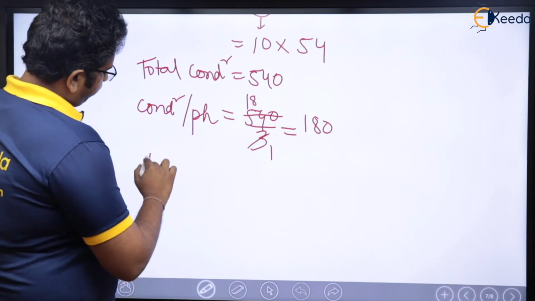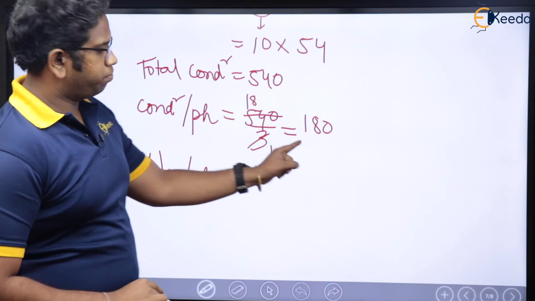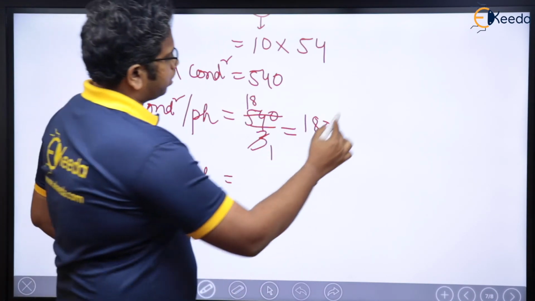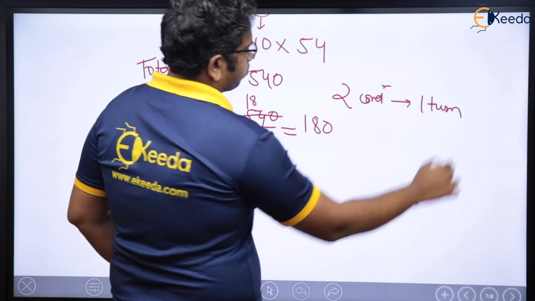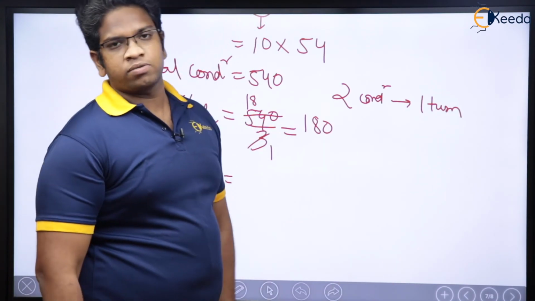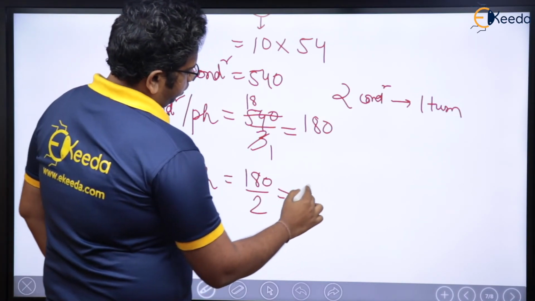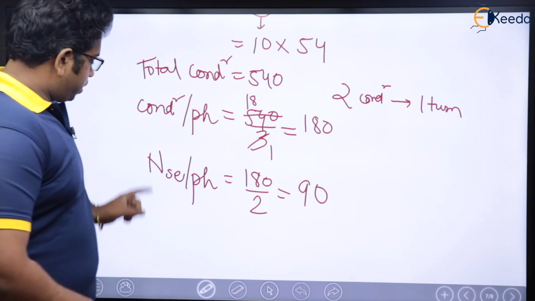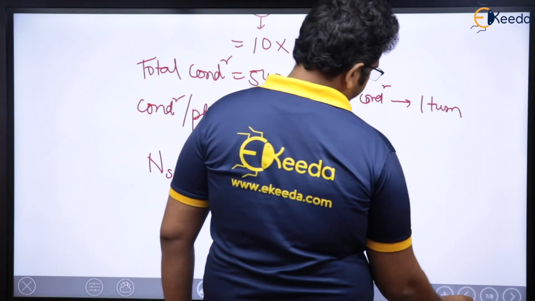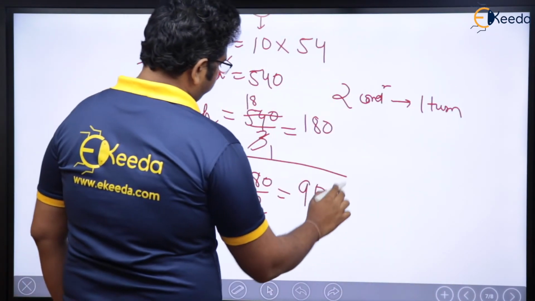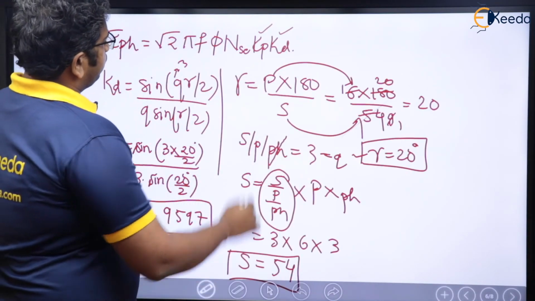Now, what is turns per phase? Series turns per phase, how much is that going to be? We know that 2 conductors form 1 turn. So 180 conductors will form how many turns? That is nothing but 180 by 2, which is going to be 90. So the number of series turns per phase is going to be 90. So if you just put it here, N_se per phase is also known now. No problem.